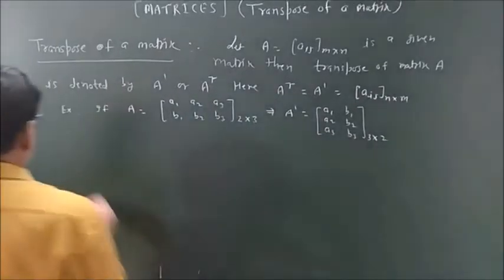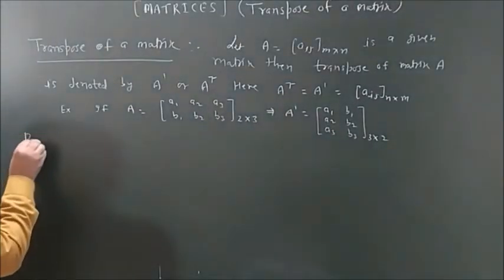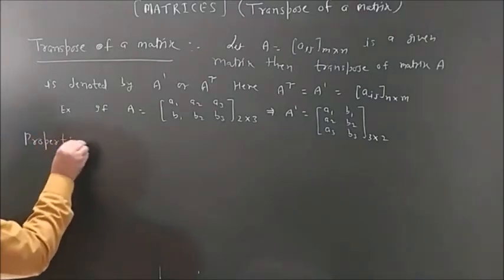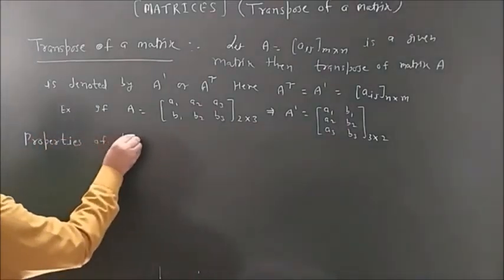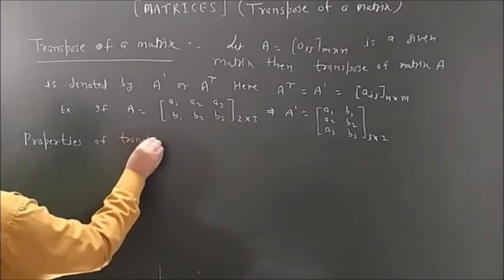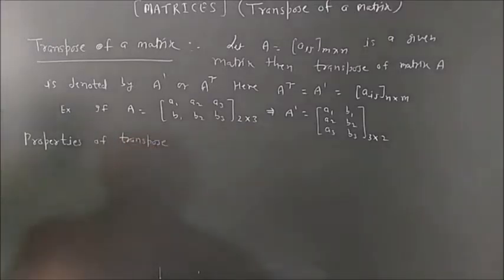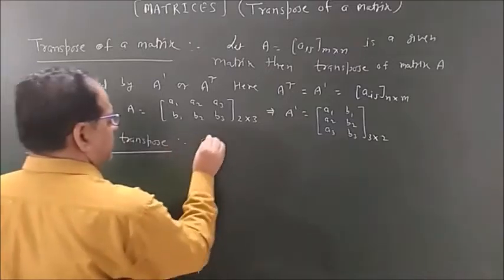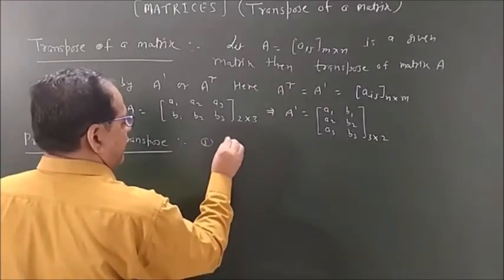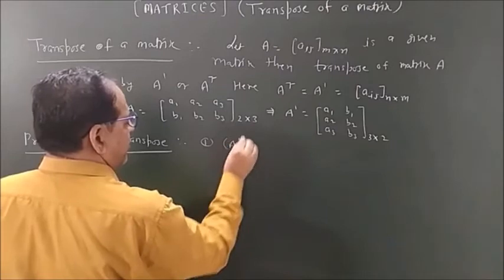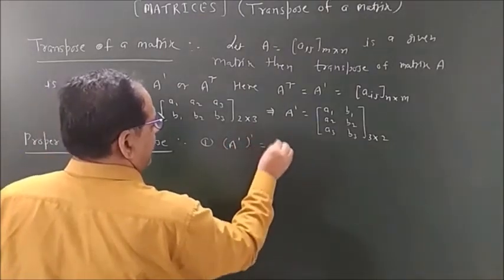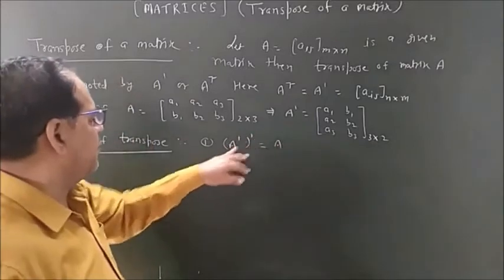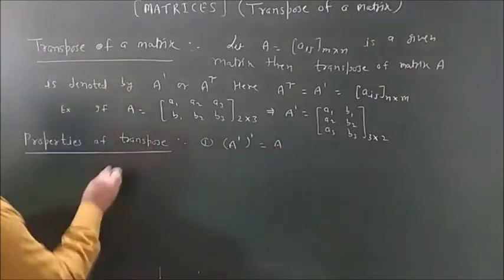Now, properties of transpose. First, A transpose transpose equal to A. Transpose of a transpose of A is equal to A.